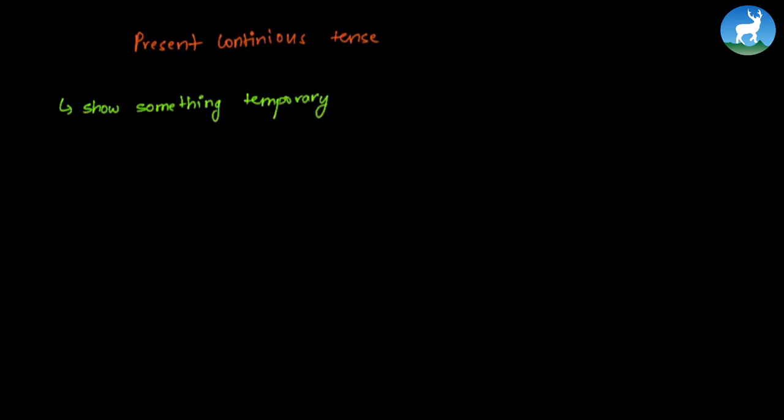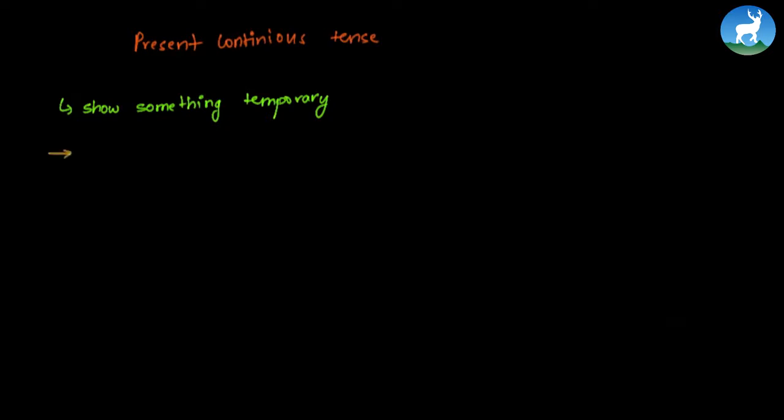Now we will look at the use of present continuous tense. We use present continuous tense to show that something temporary is happening in the present. It's in motion. It's actually happening at this time. For example, I usually go to school, but today I'm at home as I am not feeling very well.